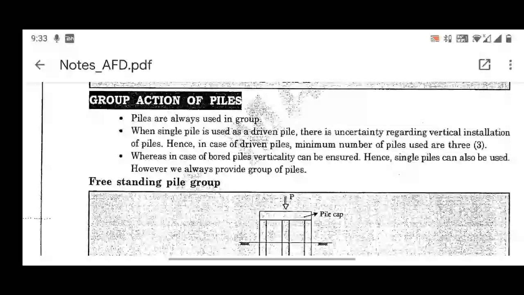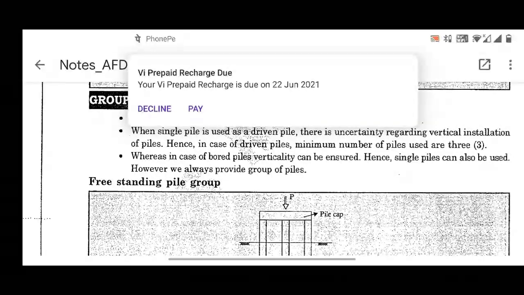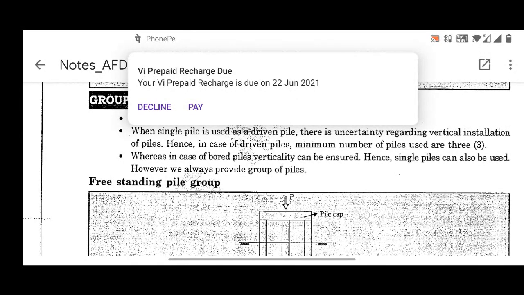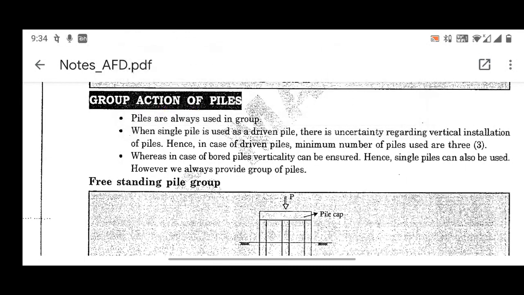So generally, whenever we are going with driven piles, there is a lot of uncertainty. Whenever we are installing a pile deep into the ground, most of the time there is an eccentricity, and you will find that the pile has been installed, but not in a truly vertical direction, but at some inclination. So in case of driven piles, we generally install three piles.